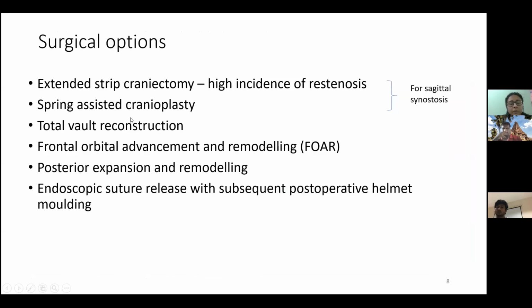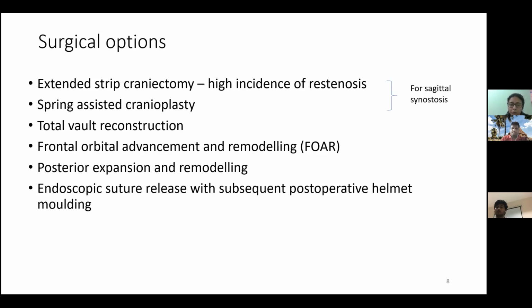Surgical options: there are extensive surgical options, and minimally invasive and endoscopic surgeries have also come up now. With extended strip craniectomy, there is a high incidence of restenosis. Spring-assisted cranioplasty is actually a minimally invasive procedure, and both these operations are usually performed for sagittal synostosis. Total vault reconstruction, frontal orbital advancement and remodeling, and posterior expansion and remodeling are extensive surgeries which are time-consuming and which generally incur major blood loss, and there is risk of venous air embolism. So a trained anesthesiologist is an extremely important part of the team.